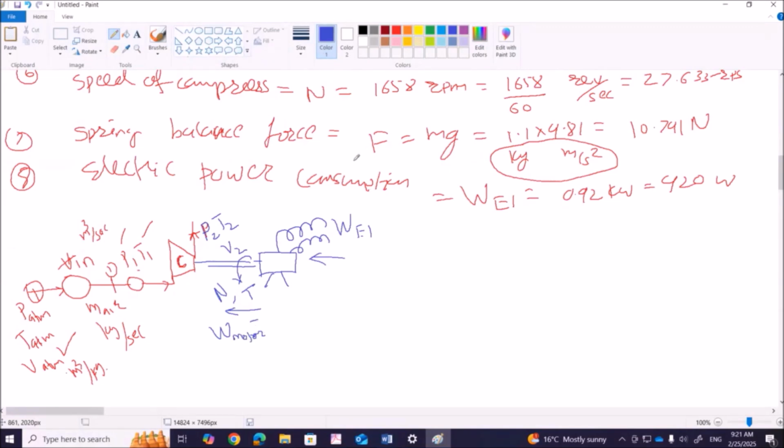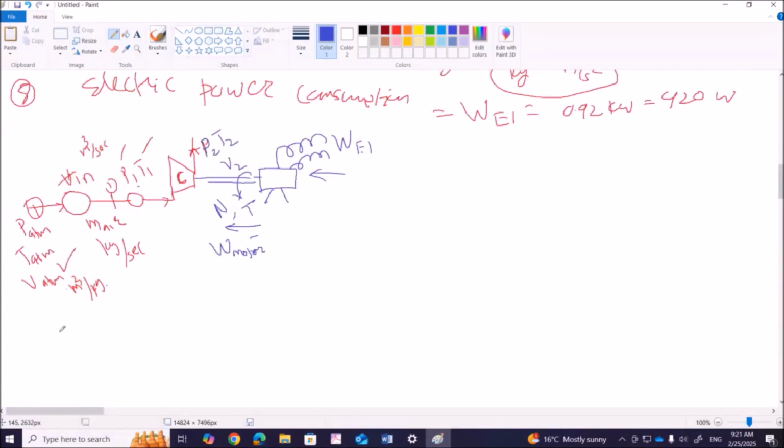Now I will explain one by one. So we'll calculate first, step one. The specific volume. So first my target, specific volume of atmospheric air. How I can find? PV is equal to RT.